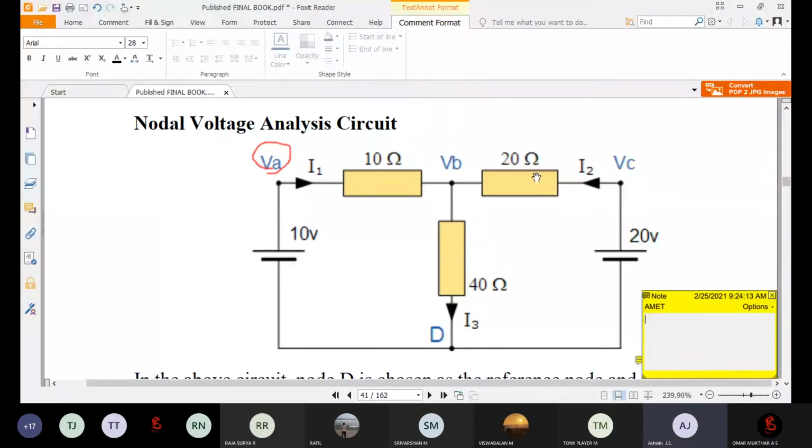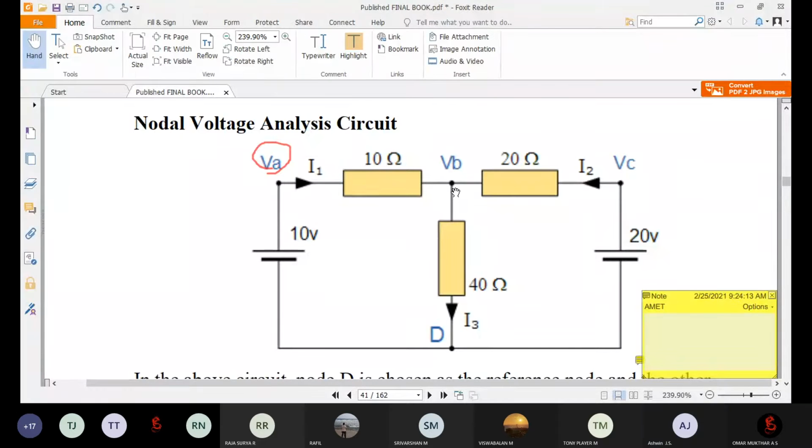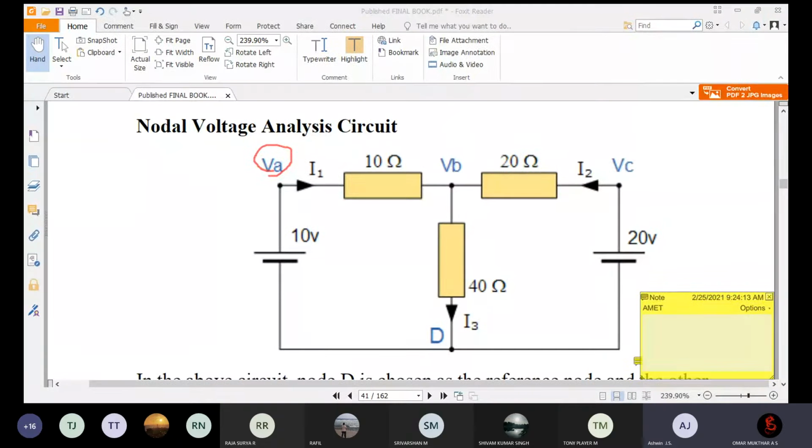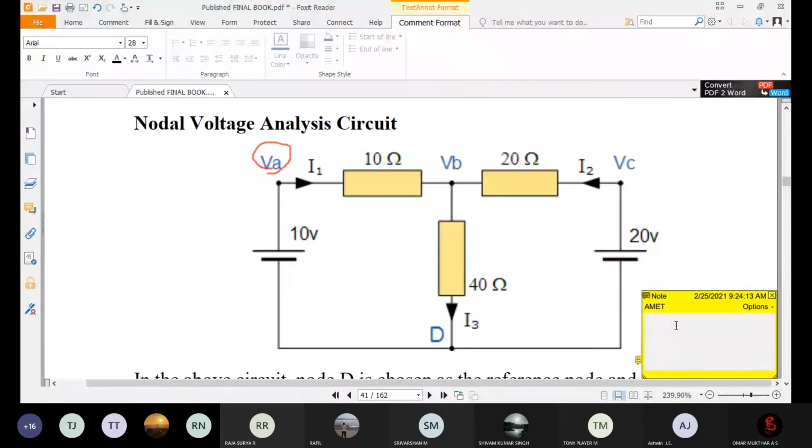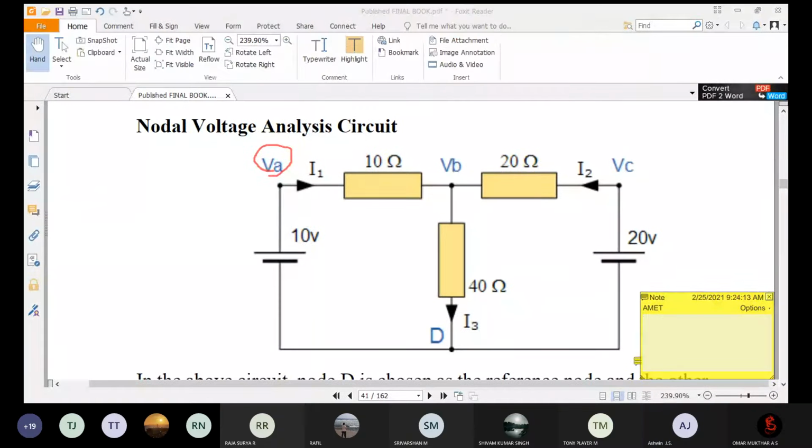Okay, can you apply the Kirchhoff current law at node VB? Tell me the current law. Entering current is equal to leaving current, sir. Yeah.